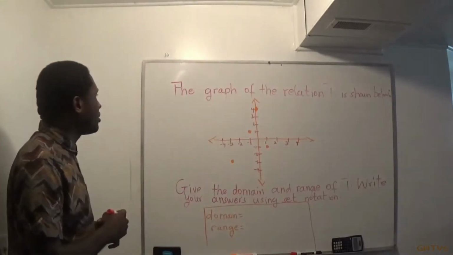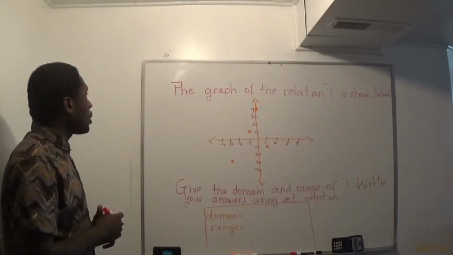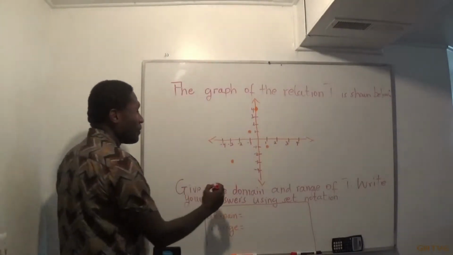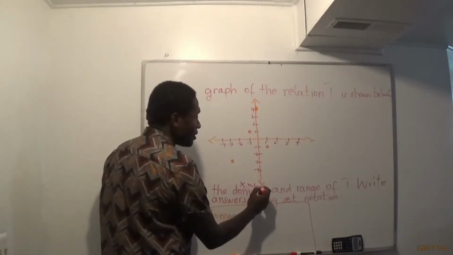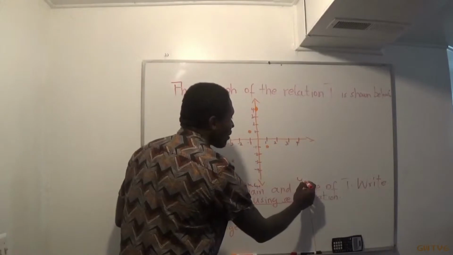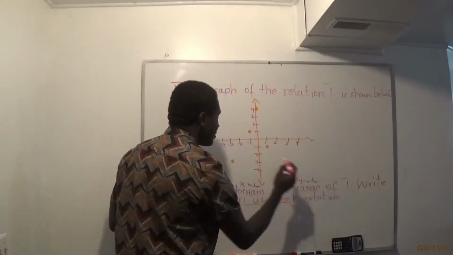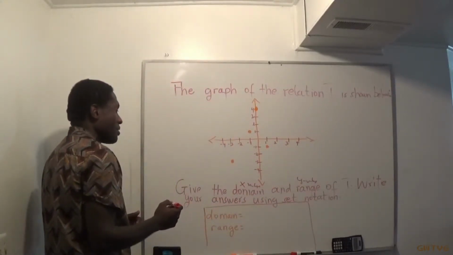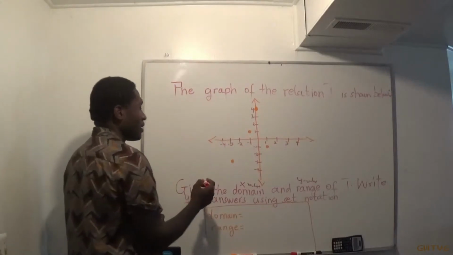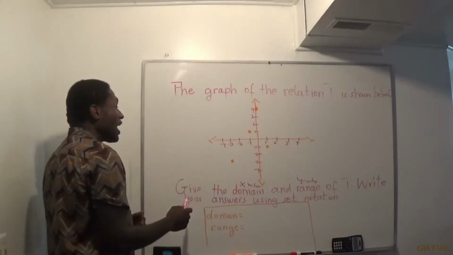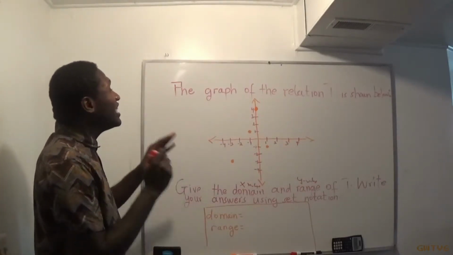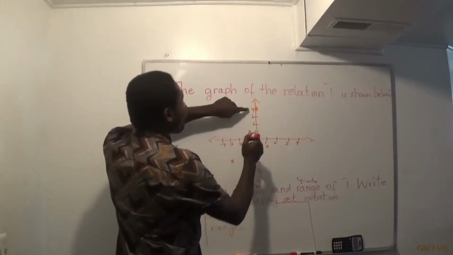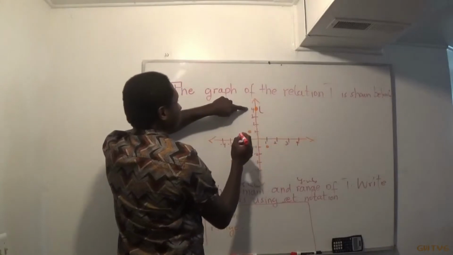So I'm being given this graph and I'm asked to give the domain and then the range. Well, I know domain is my x values and the range is my y values. And to be able to figure that out, I have to know what each point is, the x and y for each point. So for this point, what is my x and y?